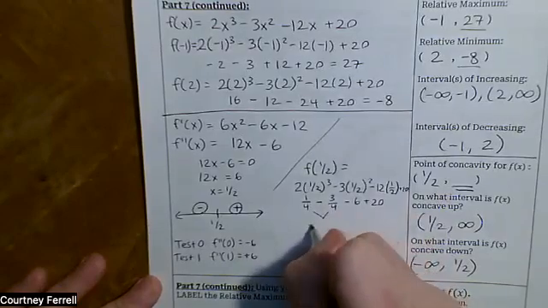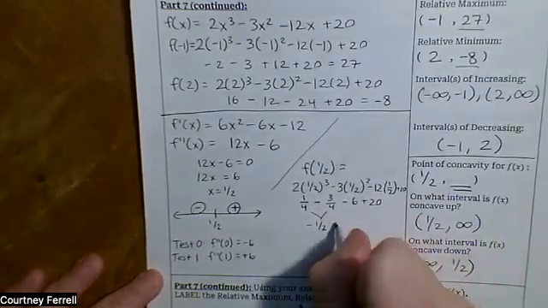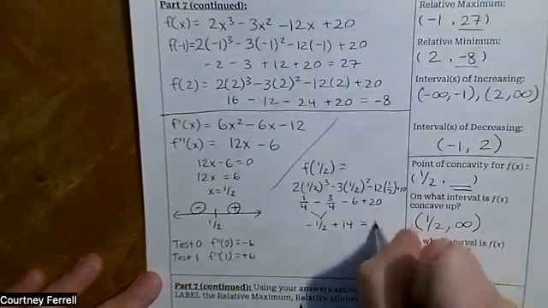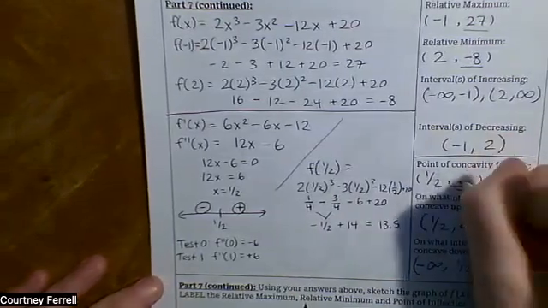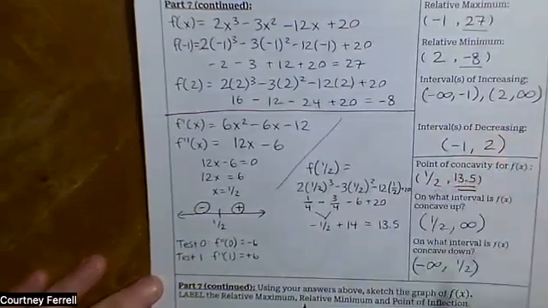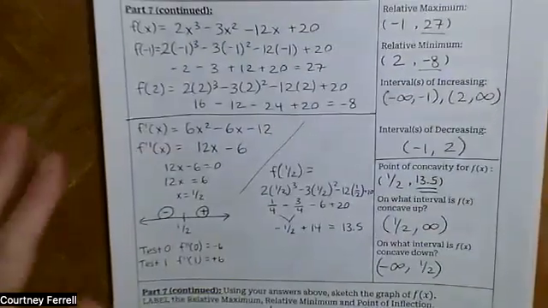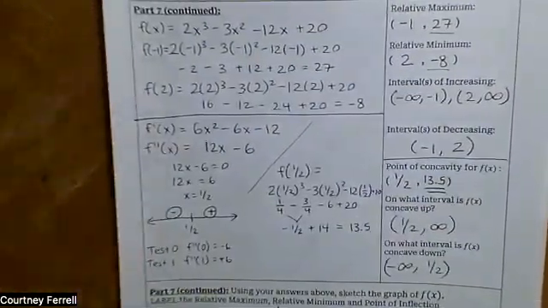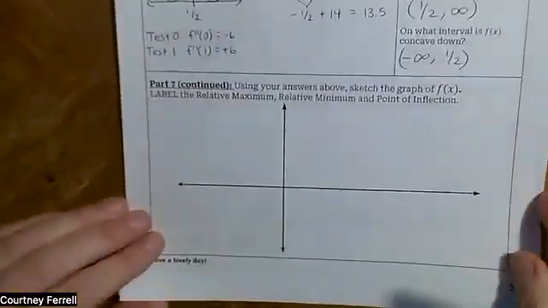Okay, well, let's see. This is -1/2, and this is 14. So 13.5, or 27/2. Those are all perfectly fine answers. That's your point of concavity. Okay, feel free to pause the video if you need to. The final thing that we're going to do is on part 7 continued.